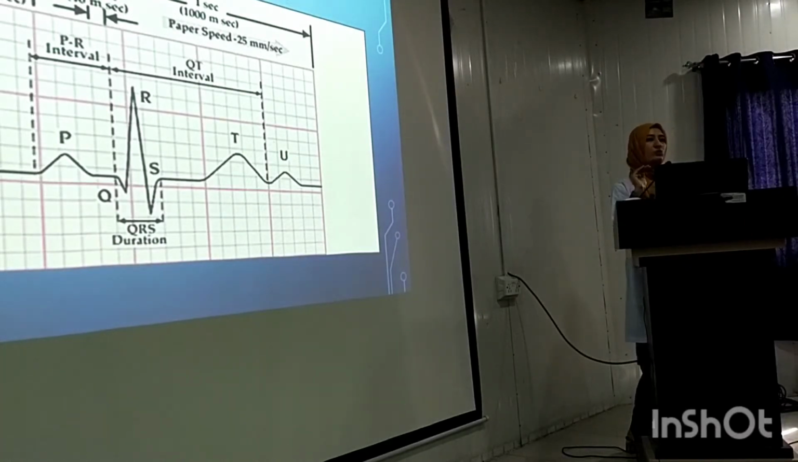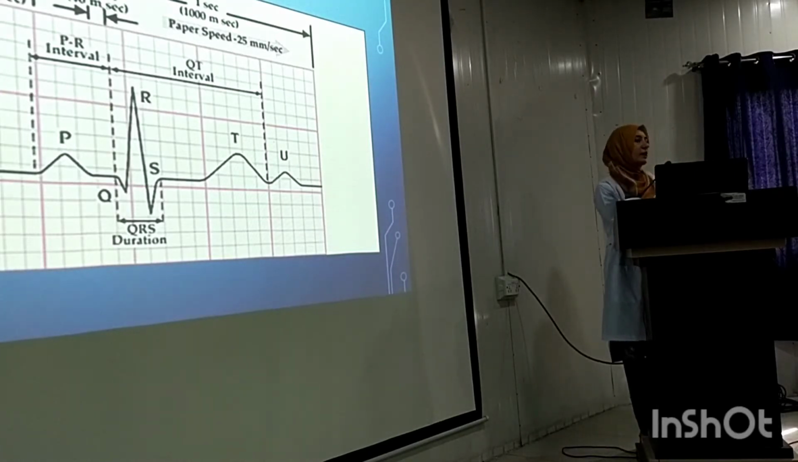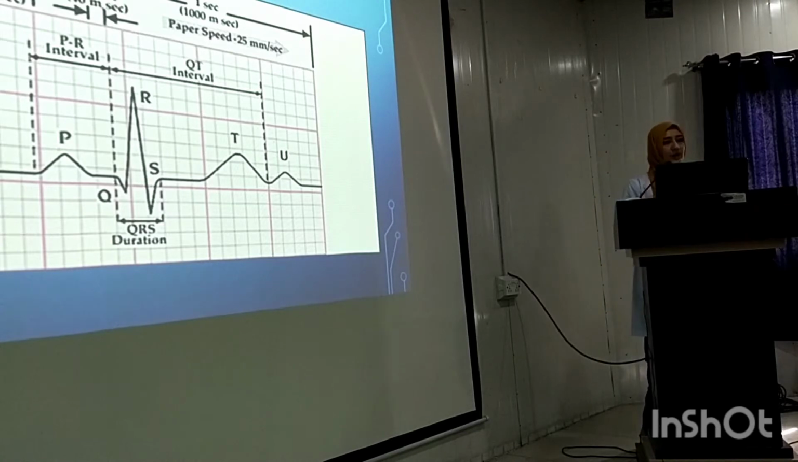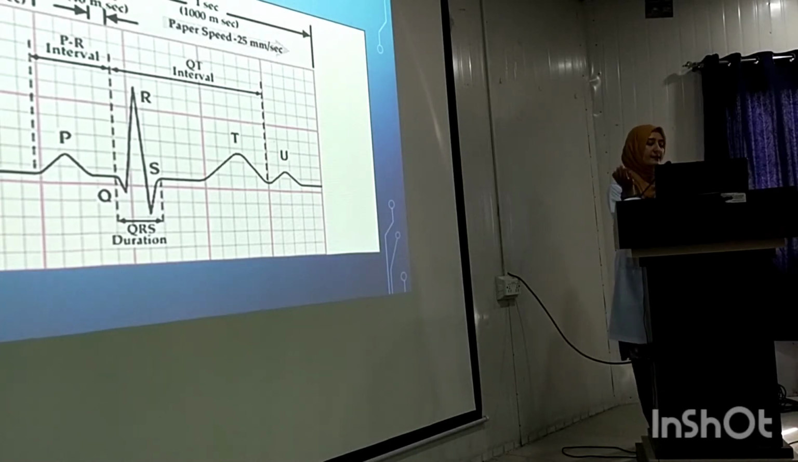So anything that goes wrong in the atria will be visible in the P wave. For example, if there is something wrong in the right atrium, we will have a tall P wave. If there is anything wrong in the left atrium, we will have a broad P wave. Next is the QRS complex. The repolarization of the atria gets embedded in the QRS complex, so we don't get a wave for the repolarization of the atria. The QRS complex is the depolarization of the ventricles, and similarly the T wave is the repolarization of the ventricles.